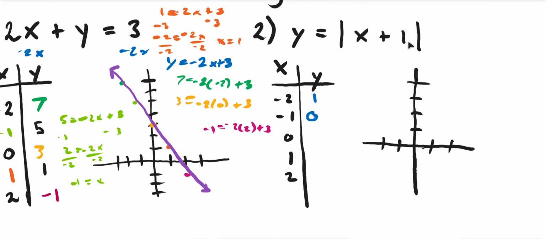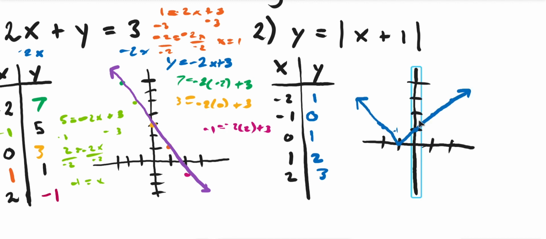And so on and so forth. Plugging in minus 1, we would get 0, absolute value of 0 is 0. Plugging in 0, we would get 1, absolute value of 1 is 1. Plugging in 1, we get 2. Plugging in 2, we get 3. Now let's plot those points and connect the dots.